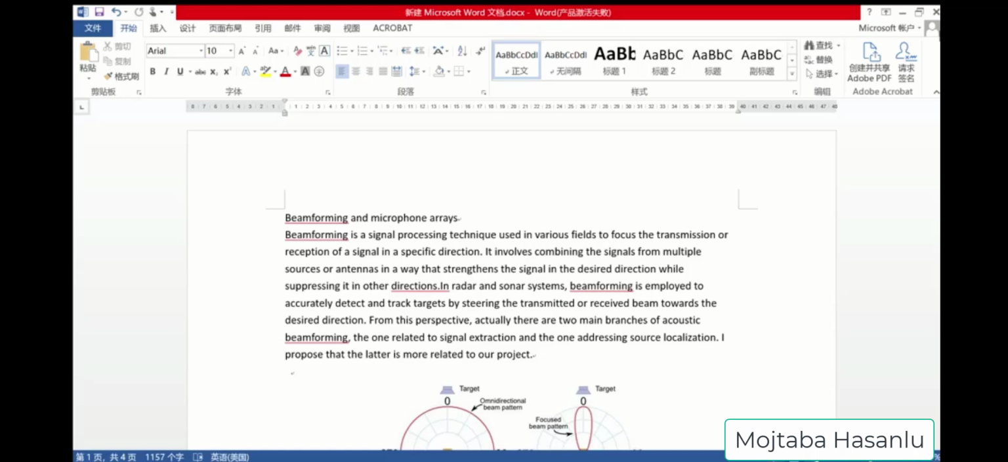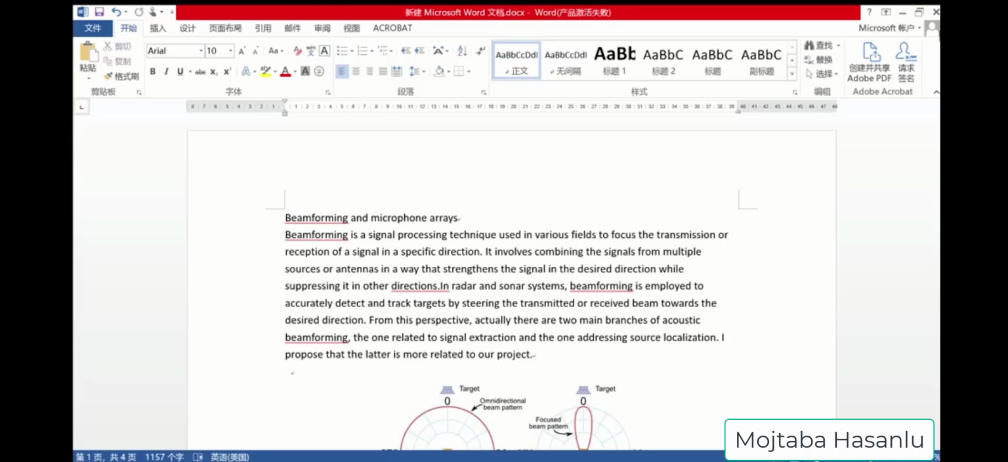It can combine signals from multiple sources and then strengthen the signal in the desired direction while suppressing it in other directions. In the other way, in sonar systems, beamforming is employed to accurately detect and track targets by steering the transmitted or received beam towards a desired direction.